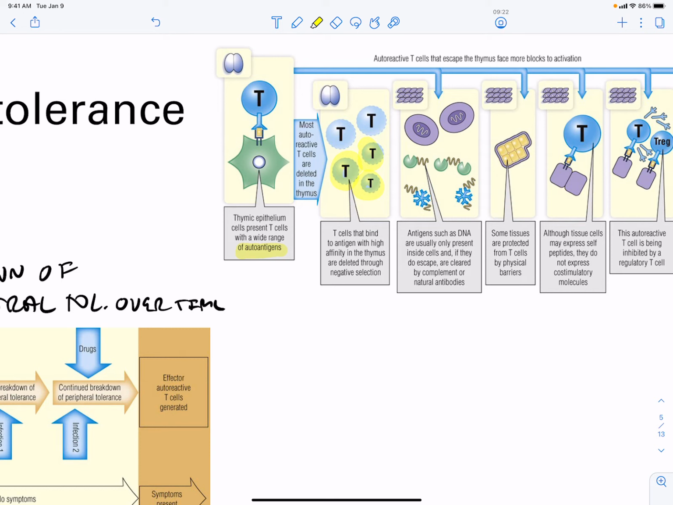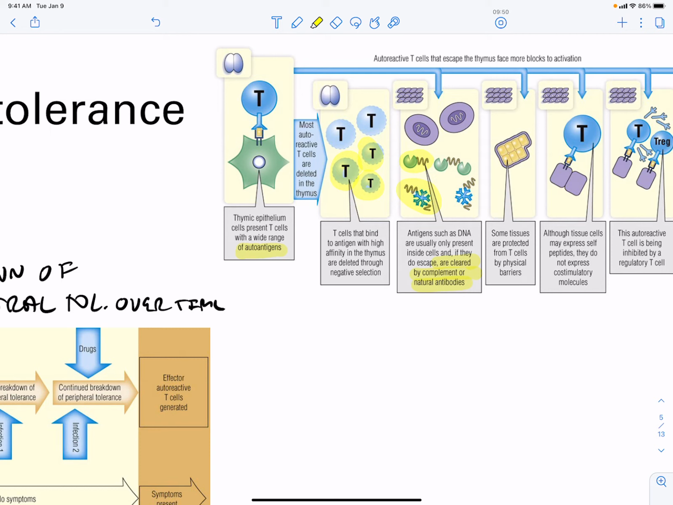Antigens such as DNA are always inside of the cells, and they're going to be released in apoptotic cells or other cells. Typically, they're going to be cleared by complement and natural antibodies. So these natural antibodies that we just talked about, as well as complement, can bind to DNA and eliminate it so it doesn't activate the conventional B cells and T cells.